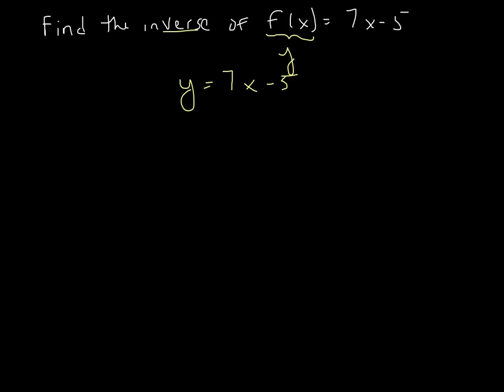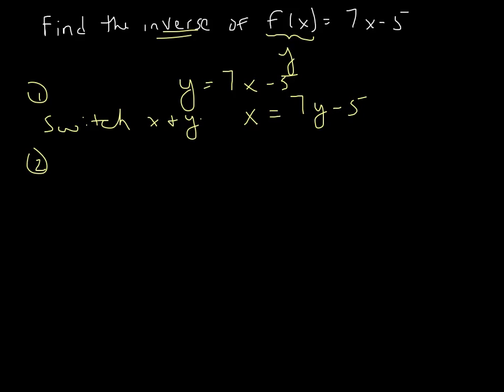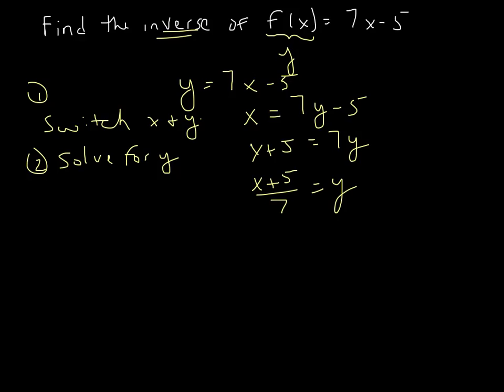And since when I have inverse functions, the domain and range swap, that's exactly what we're going to do here. We're going to switch x and y. Okay, so that's going to be the first thing we do. Once we've got it, we switch x and y. So it's going to be x equals 7y minus 5. Okay. The next thing is then to solve for y. So we'd have x plus 5 equals 7y. So I'd have x plus 5 divided by 7 equals y.